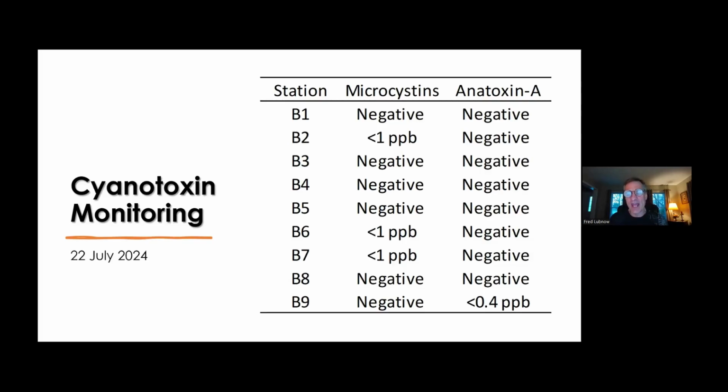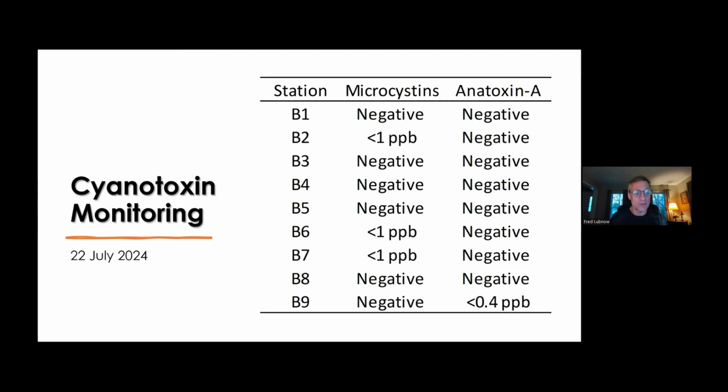And you can see that we did have either negative or very low concentrations, and none of these concentrations were problematic when it comes to problems where you may want to post an advisory. So for example, microcystins, New Jersey's threshold is 2 parts per billion. You can see either there was no measured microcystin or the microcystin was less than 1 part per billion. And then there was one value of anatoxin A that was 0.4 part per billion. So very low and very negative.